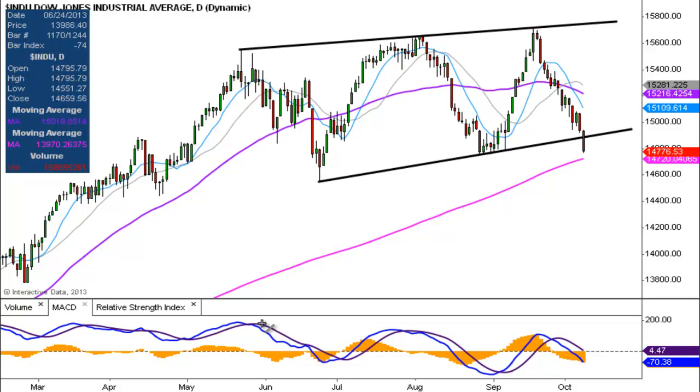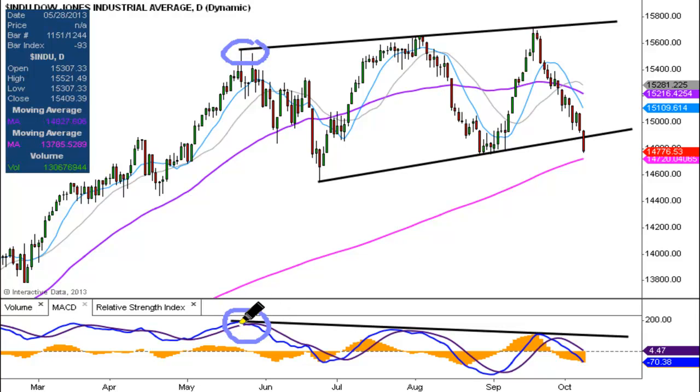When I do this on the MACD, draw a downtrend line like this. This is not good, because this is what we call a negative divergence. So keep in mind where this price high is and correspond that to where the MACD was, way up here.